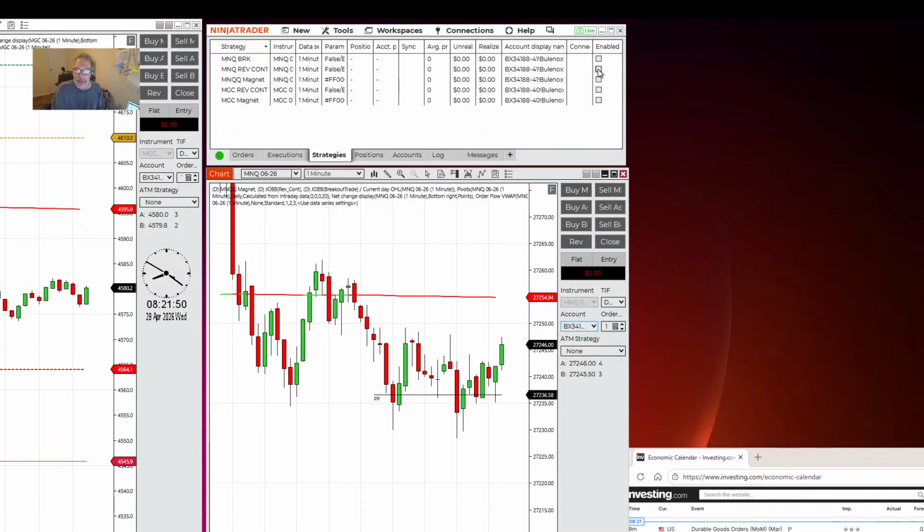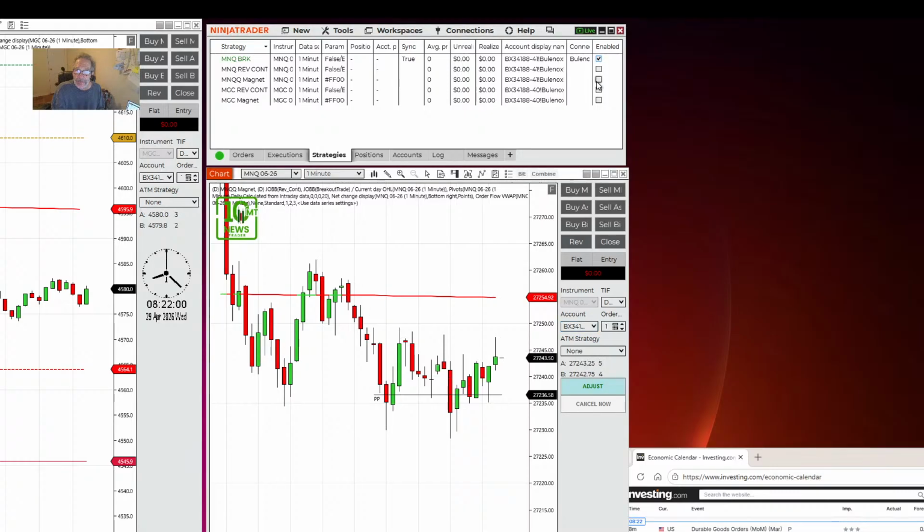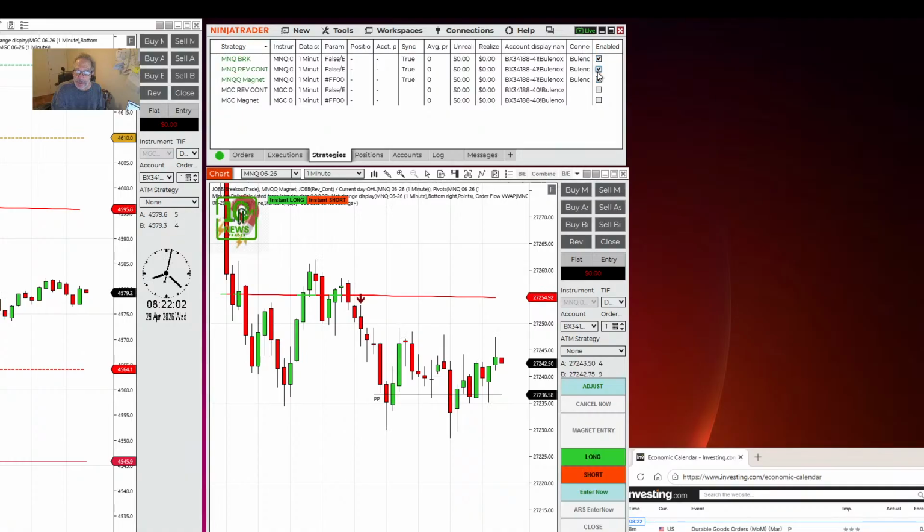I'll turn on our breakout first, then our magnet, then our reverse continue. Now on gold, we have to turn on our gold magnet. We never did it.